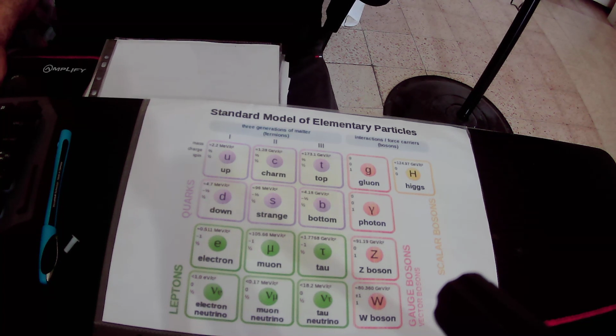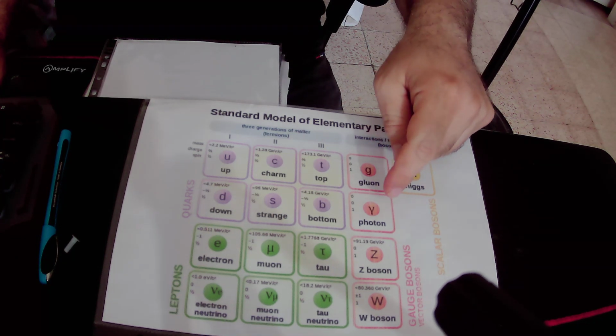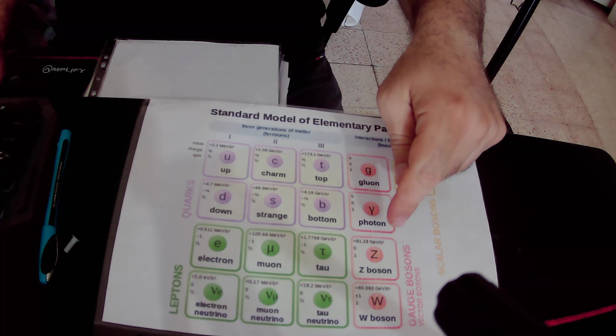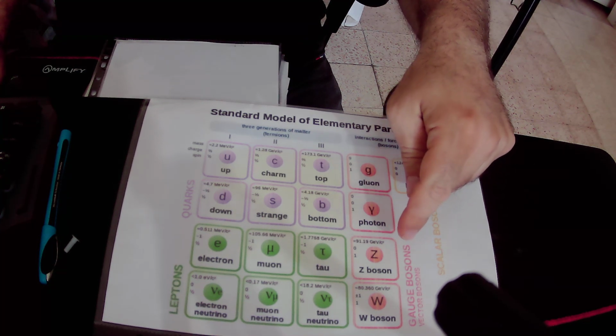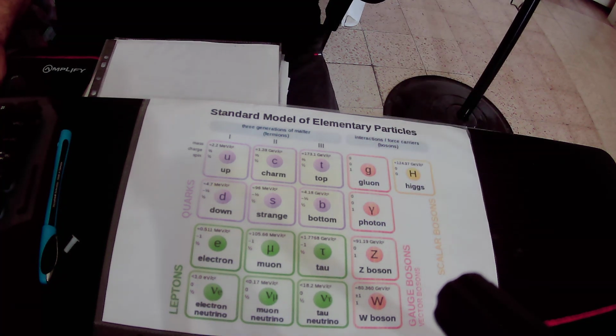So in total we have 12 force elementary particles, because we have 8 types of gluon, 1 type of photon, 1 type of boson Z, and 2 types of boson W. So in total it is 12 elementary particles.